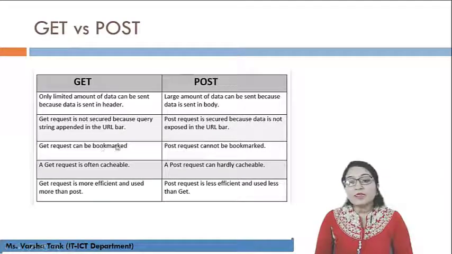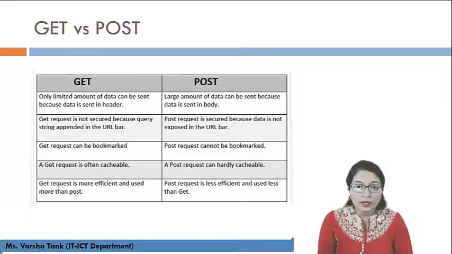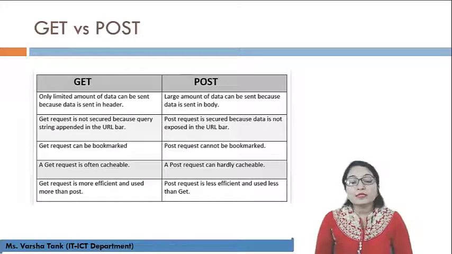Then next, a GET request can be bookmarked because we have that request in the URL, and you can bookmark the URL, as all of you know. But a POST request cannot be bookmarked because the data is not available in the URL. So you cannot bookmark a POST request. A GET request is often cacheable. A POST request is hardly cacheable. A GET request is more efficient and used more than POST. So GET is mostly used, and a POST request is less efficient and used less than GET.